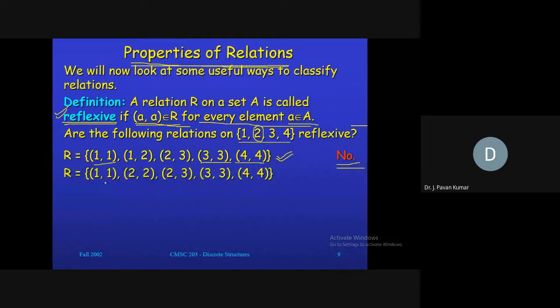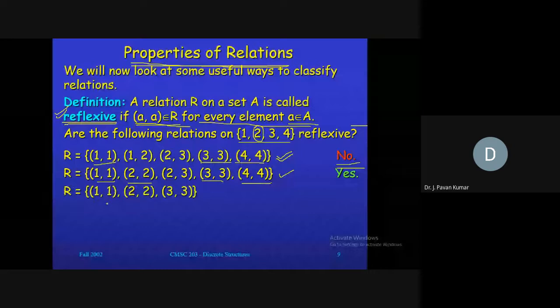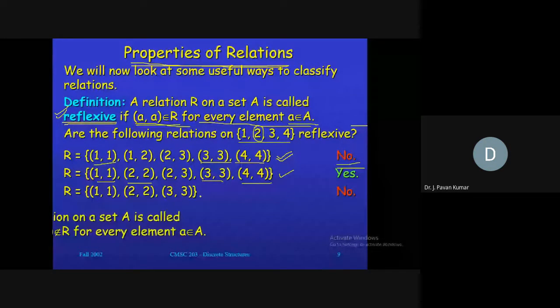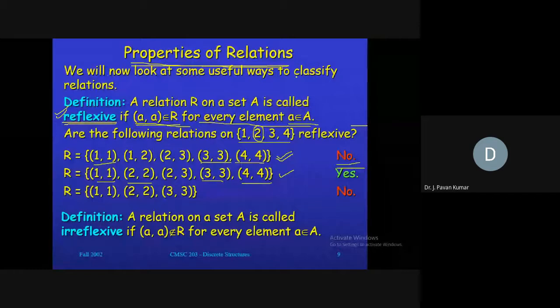Now consider another one: (1,1), (2,2), (2,3), (3,3), (4,4). Now for all the elements belonging to A, we have (a, a) belonging to R. So can we consider it a reflexive relation? Yes. Next, consider (1,1), (2,2), (3,3). Can we consider it a reflexive relation? No. Like this, a relation is reflexive whenever it satisfies the condition that (a, a) belongs to R for every element a belonging to A.